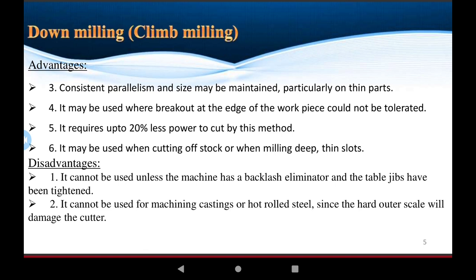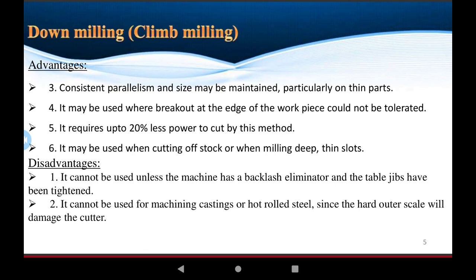Point five is that it requires up to 20% less power to cut with this method. Power is required at 100% for all manufacturing operations, but this operation does not require that: 20% less power, that is, 80% of power is required, and this completes the operations.